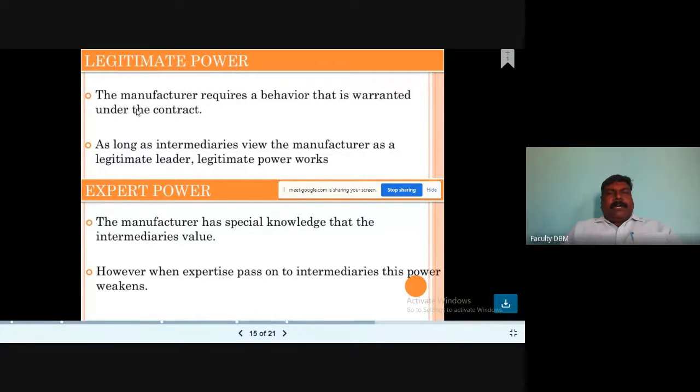Legitimate power. The manufacturer requires a behavior that is warranted under the contract. As long as intermediaries view the manufacturer as a legitimate leader, legitimate power works. Legitimate means it's legal, means he will be thinking of law, what the law says. We have to give contracts to others, and we have to expect some performance from them. So legitimate means he never deceives the retailers.